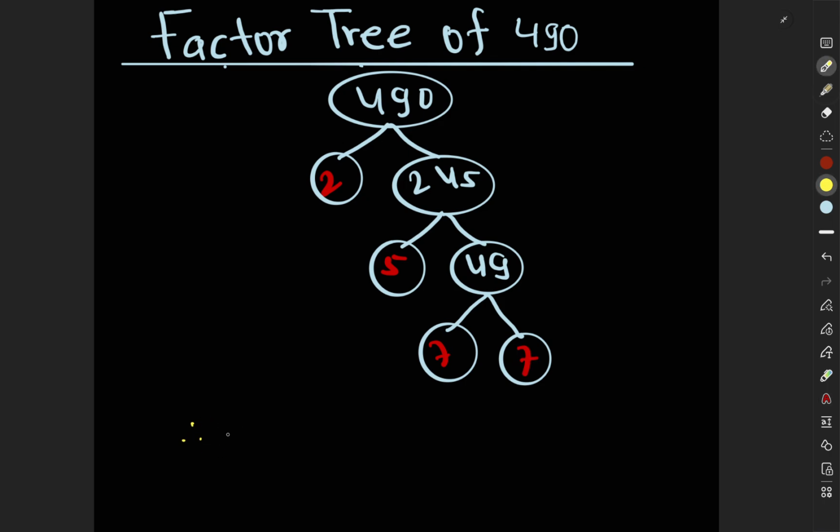So we can write 490 is equal to the product of all these prime numbers, that is 2 times 5 times 7 times this 7.